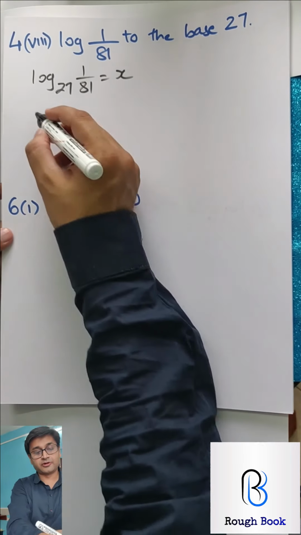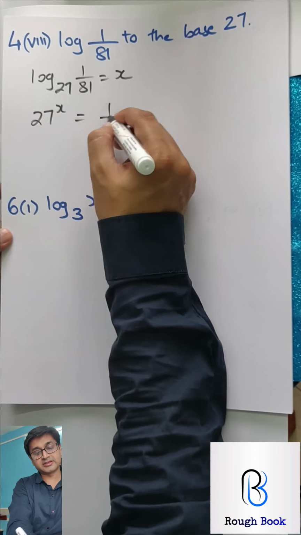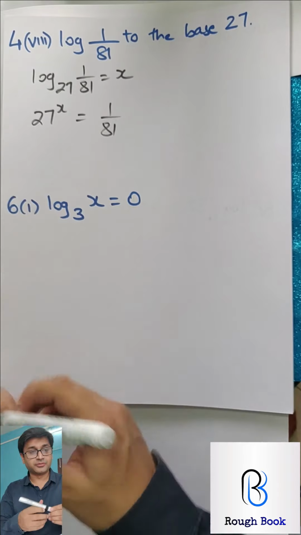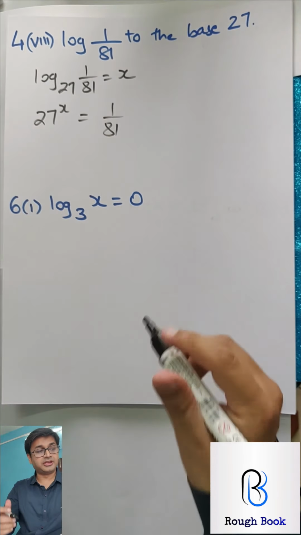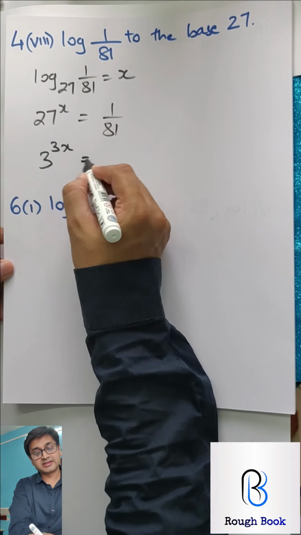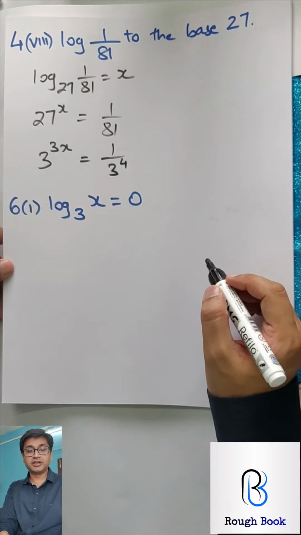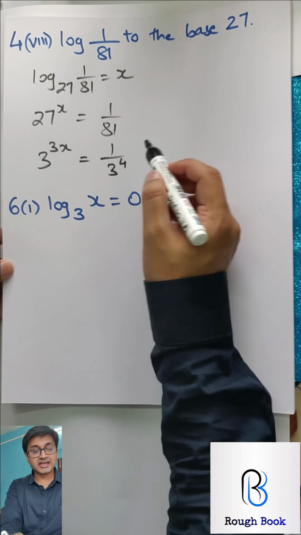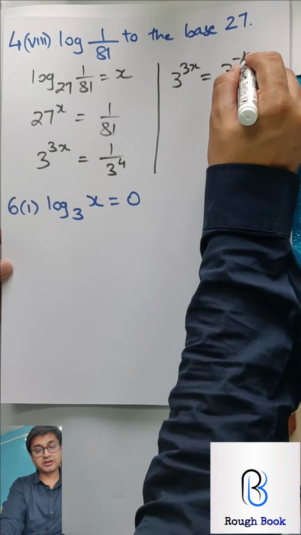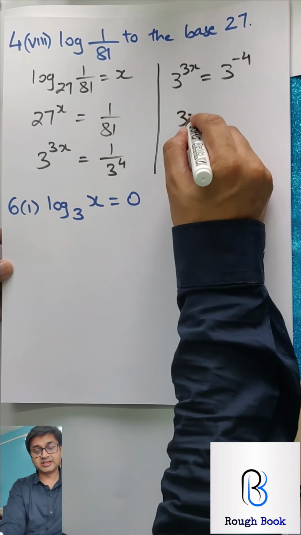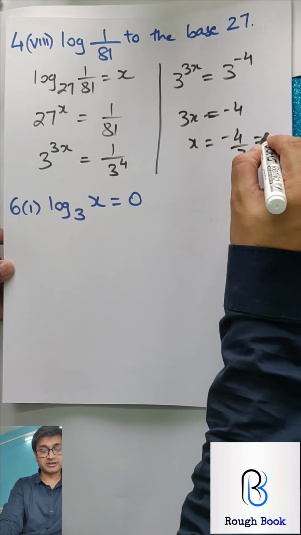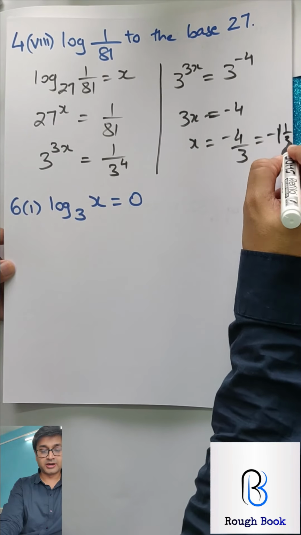Convert into exponential form. So 27 raised to x is 1 by 81. See, both are 3 raised to something, so convert it in the form of 3. I will call this 27 as 3 raised to 3, into x. And 81 will become 3 raised to 4. Law of indices, get this on top. So I will get 3 raised to 3x equals 3 raised to minus 4. Bases are same, so the index is same. So x becomes minus 4 by 3, or minus 1 and 1 by 3.